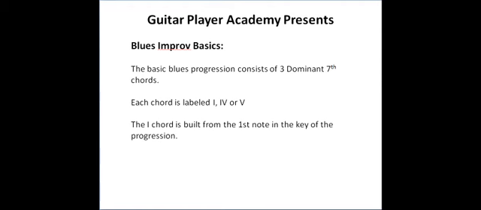The 1 chord is built from the first note in the key of the progression, and in this case we're in the key of C major. So the first note is C. So the 1 chord now is going to be C7, right? Let's just back up and make sure that makes sense to you.